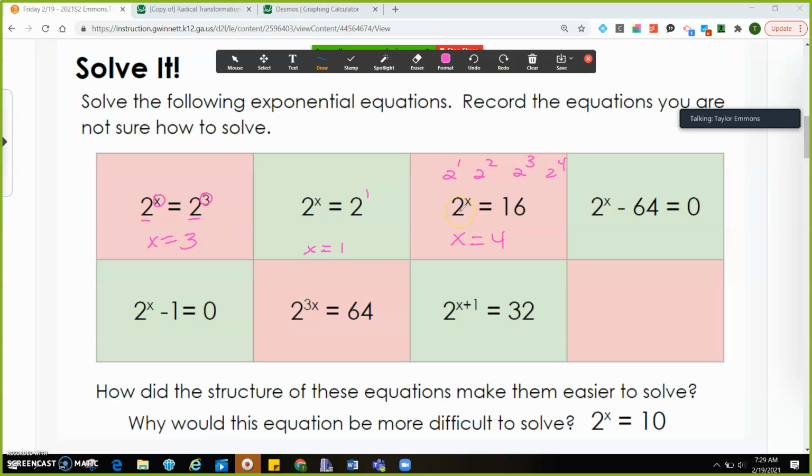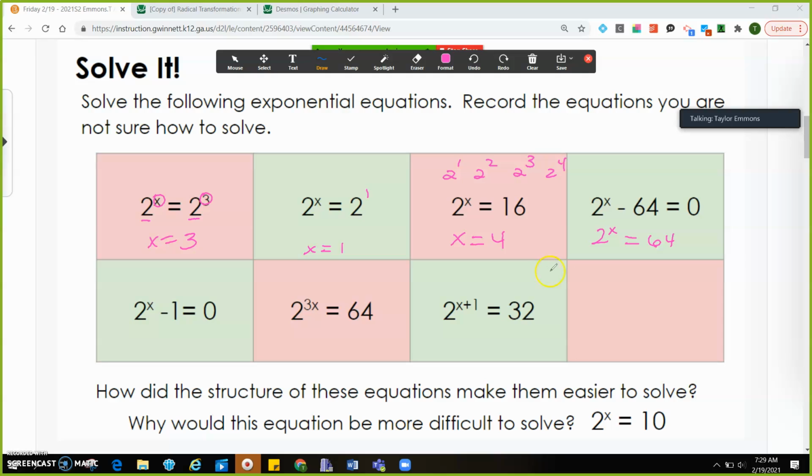Okay? Now here's where it starts to get a little bit trickier. We've got this equation right here. So we're going to move that 64 to the other side. So this should read 2 to the x equals 64. So we've got to figure out 2 to what power will give us 64.